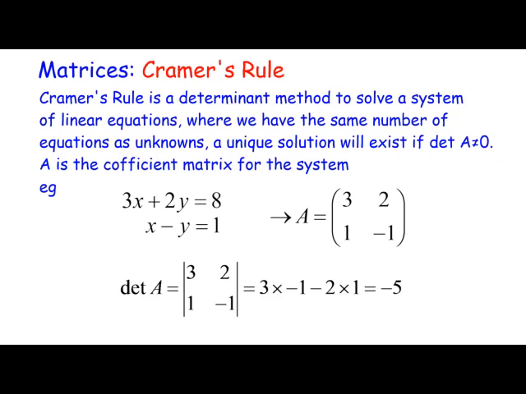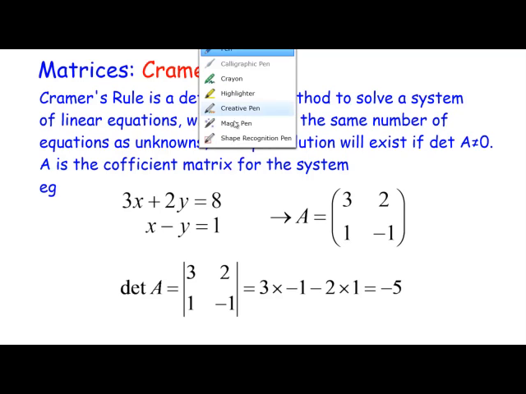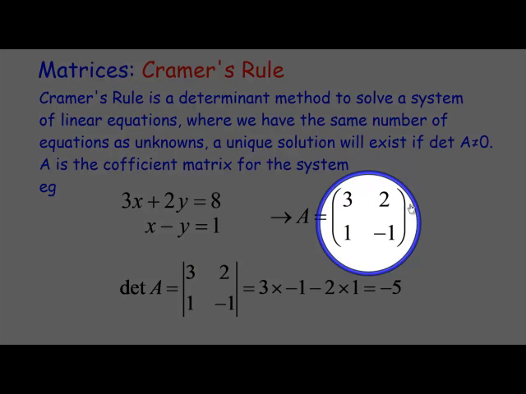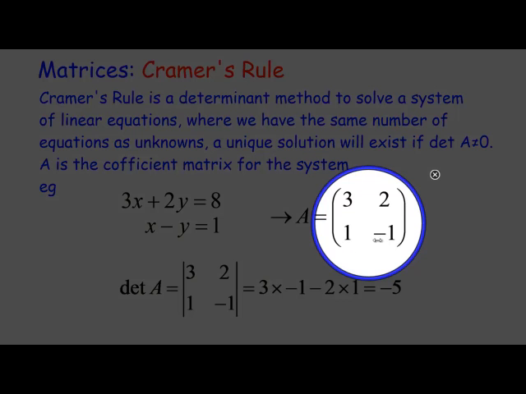Okay, now the first thing is, let's have a quick look. What is the coefficient matrix to start with? I guess that's the first thing. So let's just grab the pen. This is the coefficient matrix over here. You can see here it's 3, 2, 1, minus 1.